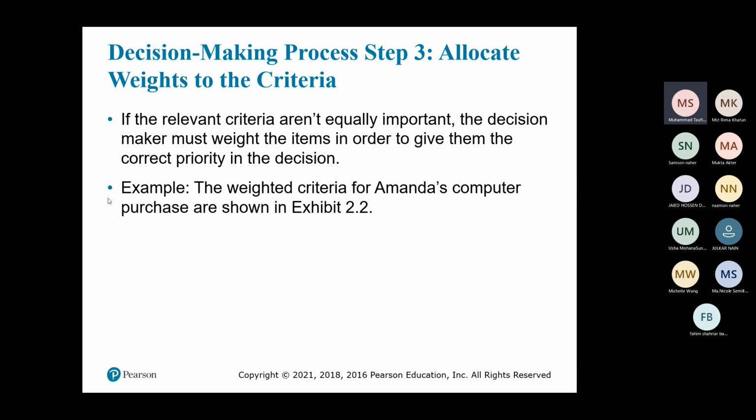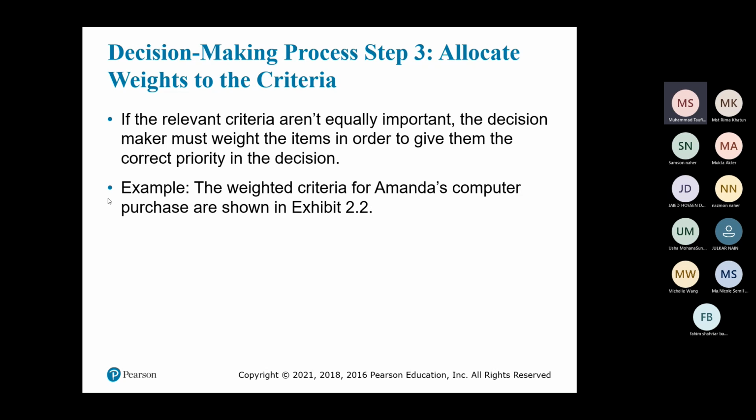And then step number 3. You allocate weights to the criteria, or you decide which criteria is the most important one and which is the least important one. To make it simple, you allocate weightage. For example, we have 5 criteria.